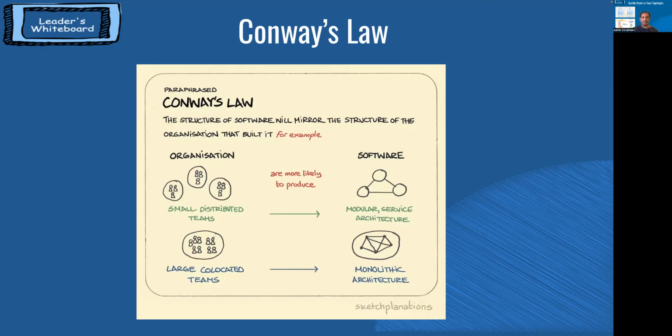Or let's take another example. Let's say in an organization, there are large co-located teams, not small distributed teams, but a large team co-located with each other. And they are more likely to produce a monolithic architecture where everything is depending on each other instead of modular or service architecture or microservices architecture and so on.